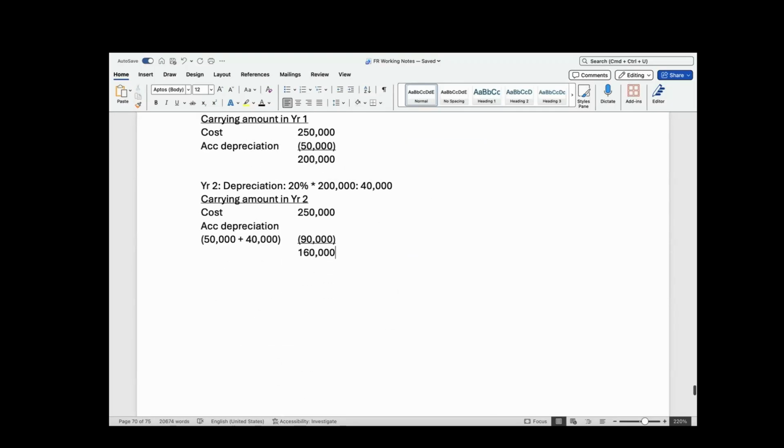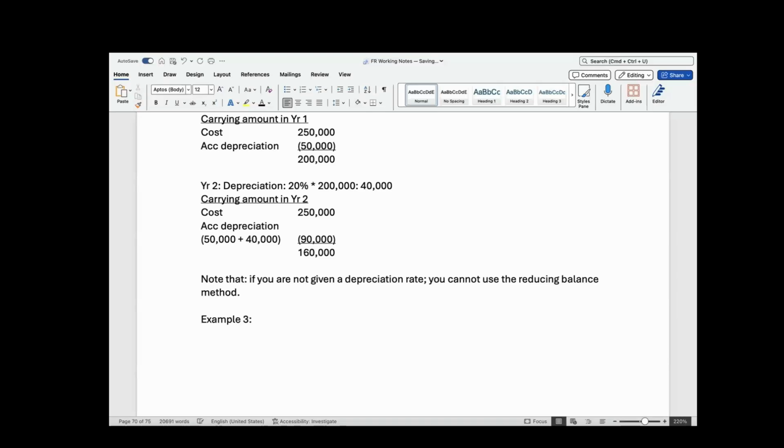Note that if you are not given a depreciation rate, you cannot use the reducing balance method. So don't even complicate it at all. That's the simple principle. If you are not given depreciation rates, you cannot use the reducing balance method. You can only use the reducing balance method when you have a depreciation rate.